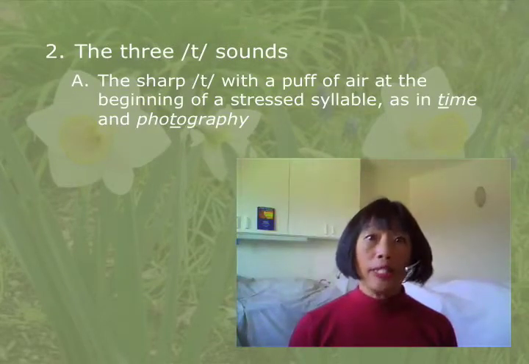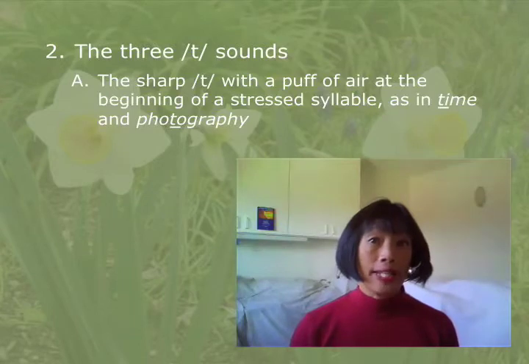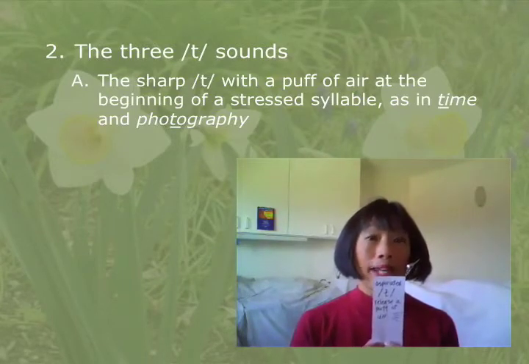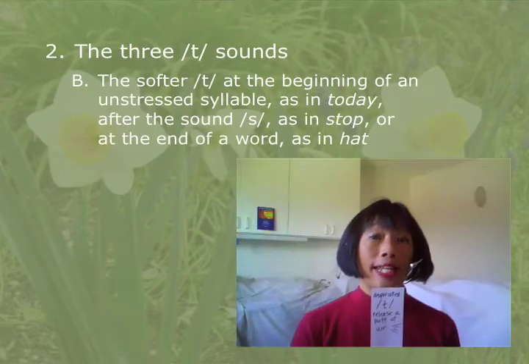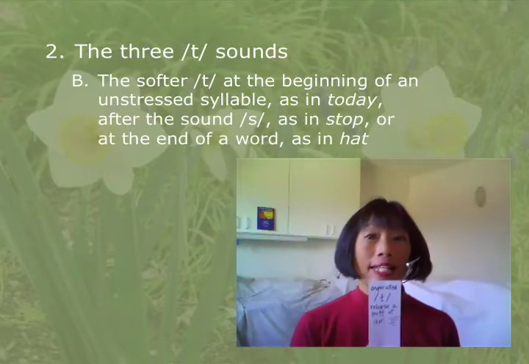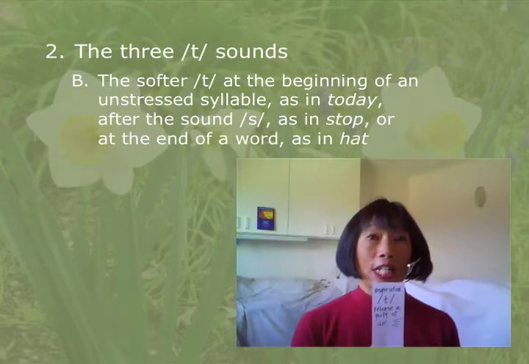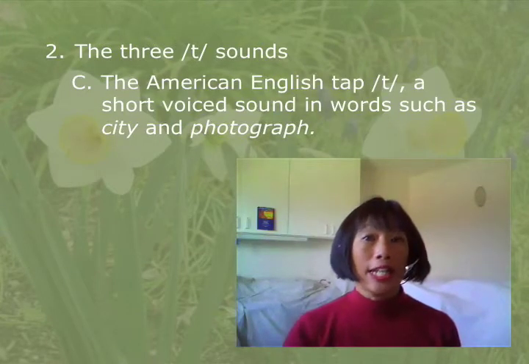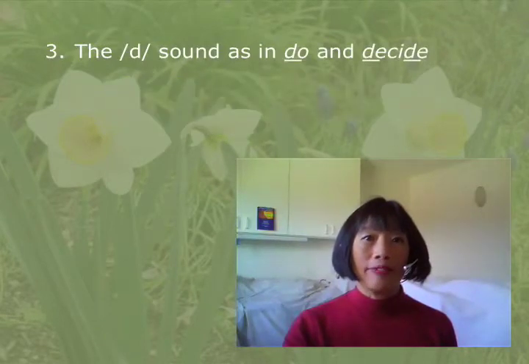sounds, the sharp t with a puff of air at the beginning of a stressed syllable, as in time and photography. The softer t at the beginning of an unstressed syllable, as in today, after the sound s as in stop, or at the end of a word, as in hat. And the American English tap t, a short, voiced sound in words such as city and photograph.